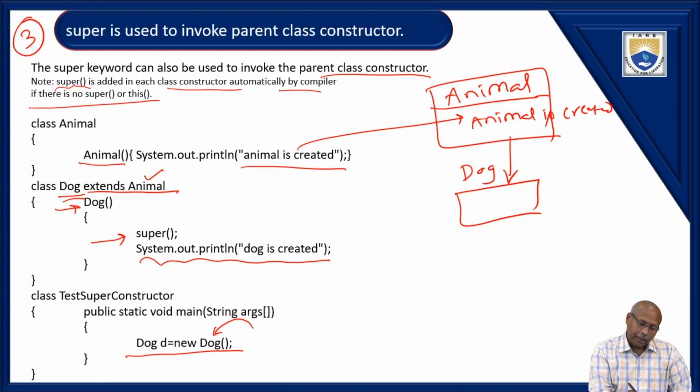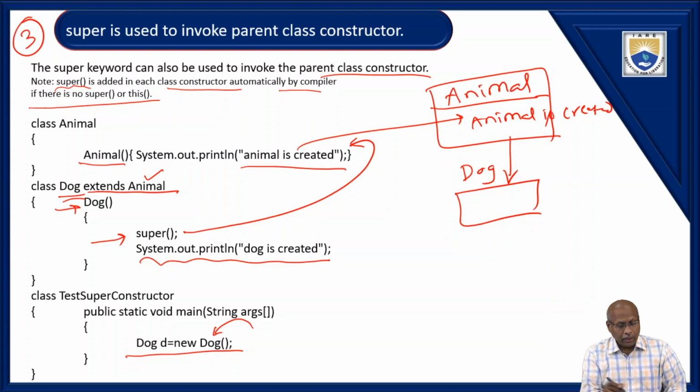That means the control will jump to this place. First animal is created, printed, then control comes here. And remember, you cannot write super at the bottom. You have to write it at the beginning of the constructor. The super constructor statement must always be on the first line of the method. It cannot be in the middle or at the end. So this is the way the constructor is called. The control moves in this direction, first to the parent.